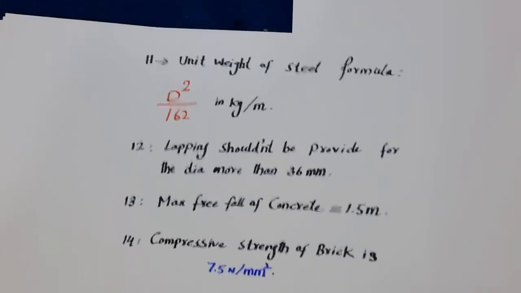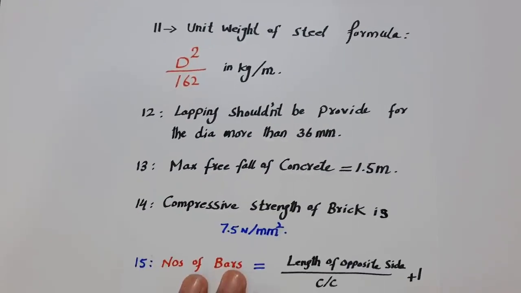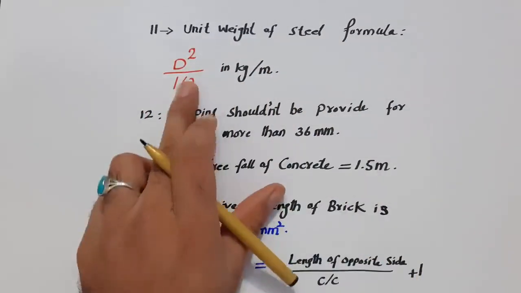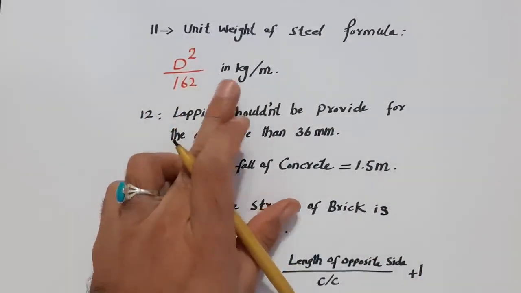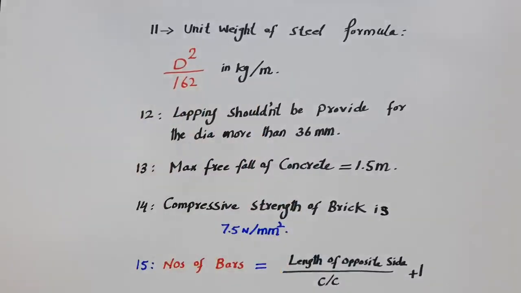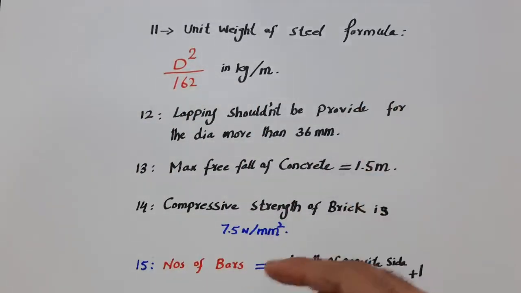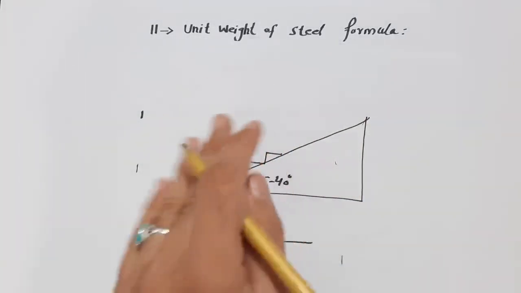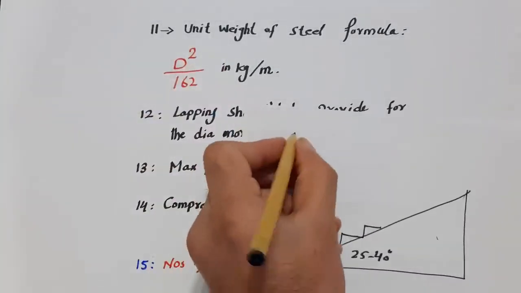Okay, guys, the 11th one is unit weight of steel. The formula is D square divided by 162 in kg per meter. This is the weight of steel for 1 meter. So how can you find the total weight of steel? Remember, this D should be in millimeter.